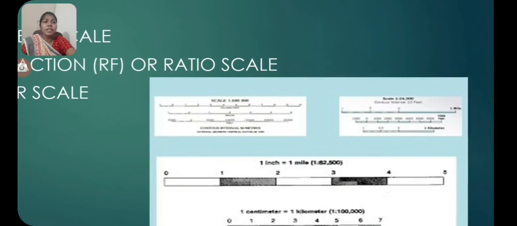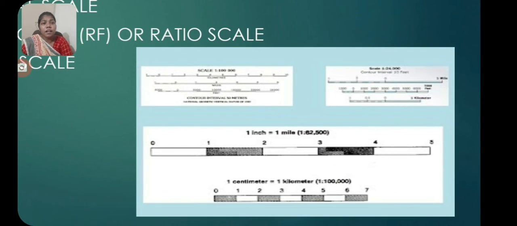Here in the image you could see, as I already mentioned, 1 inch is equal to 1 mile, they've converted, and 1 centimeter is equal to 1 kilometer. So that's how it works.